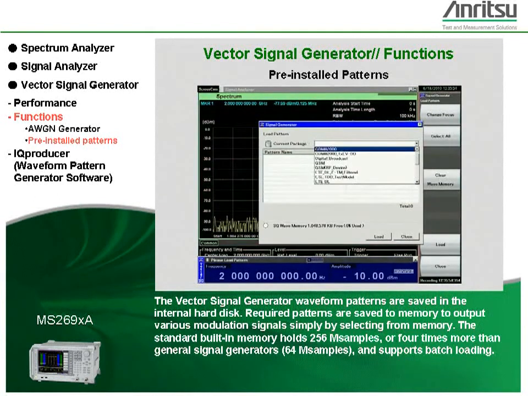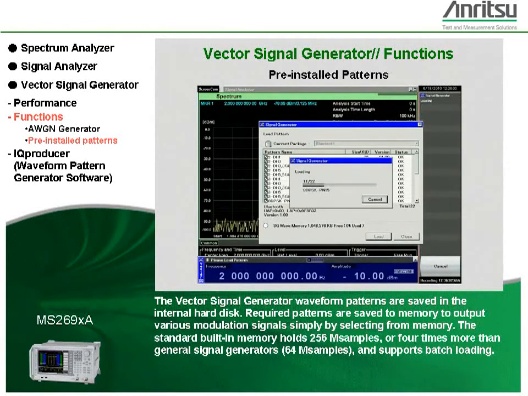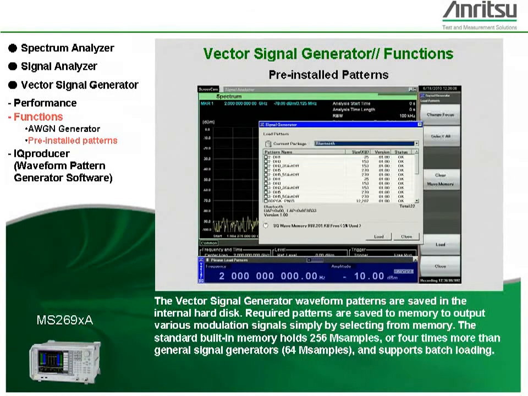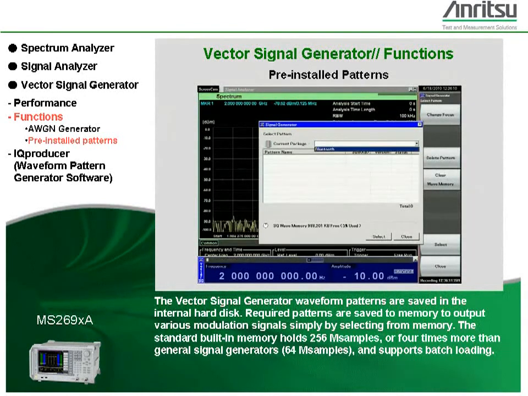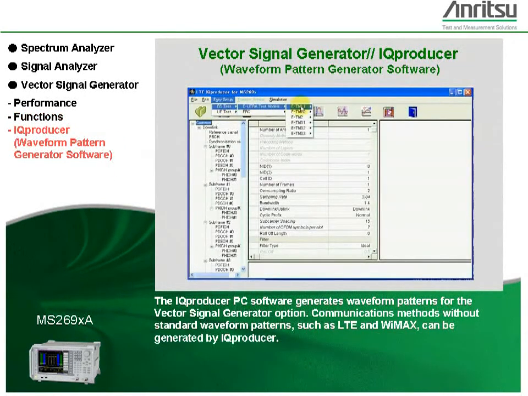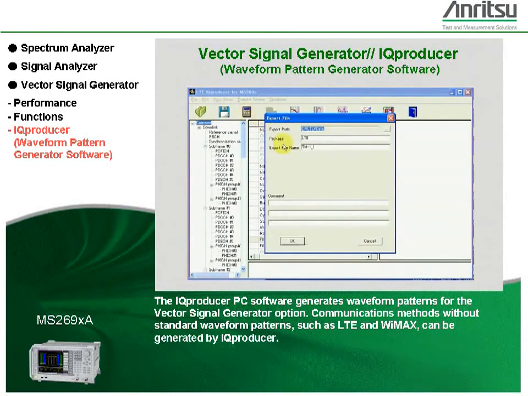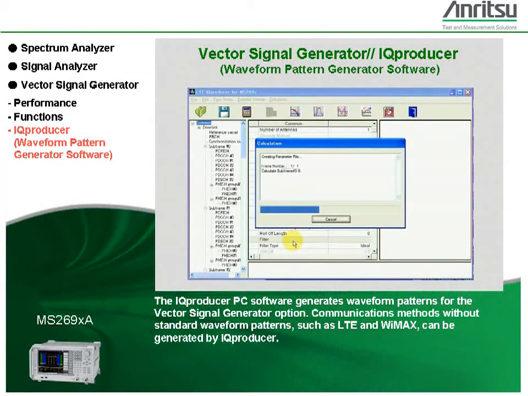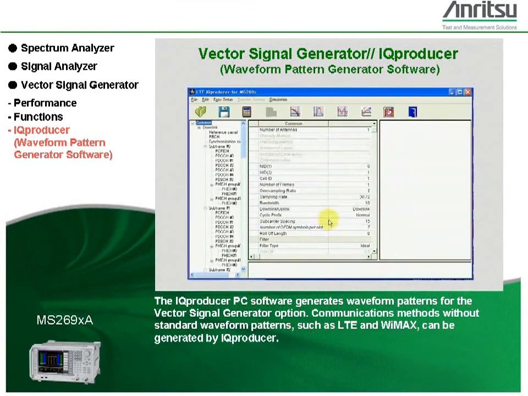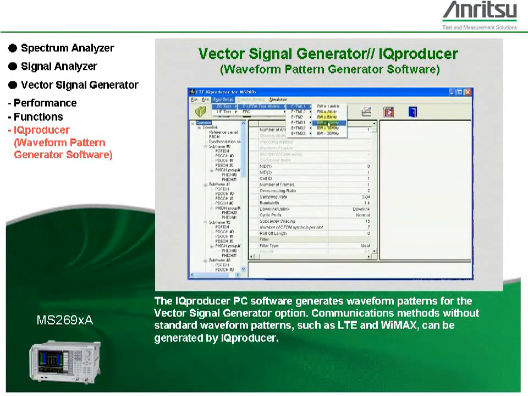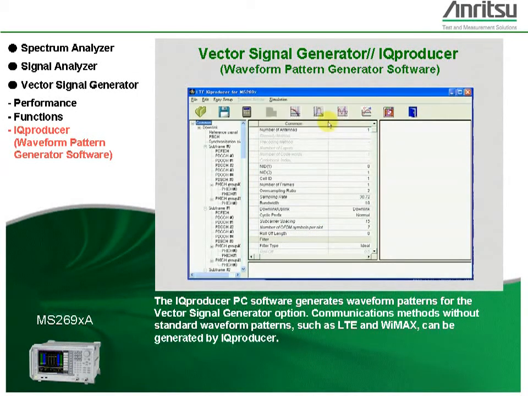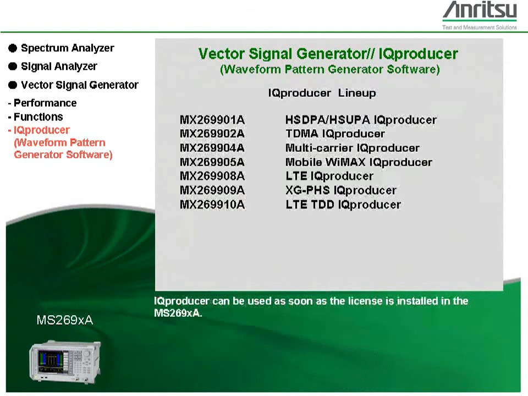The standard built-in memory holds 256 megasamples, or 4 times more than general signal generators, and supports batch loading. The IQ Producer PC software generates waveform patterns for the vector signal generator option. Communications methods without standard waveform patterns, such as LTE and WiMAX, can be generated by IQ Producer. IQ Producer can be used as soon as the license is installed in the MS2690xA.